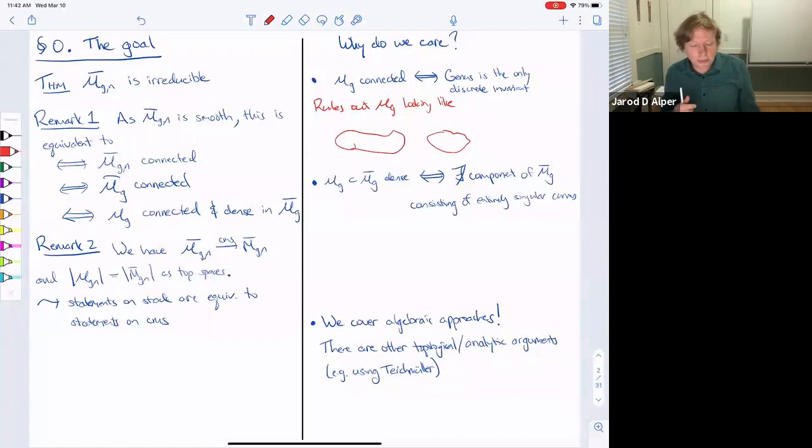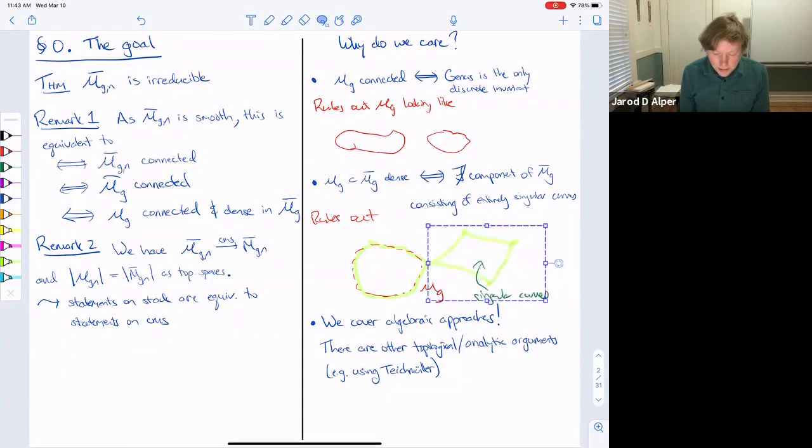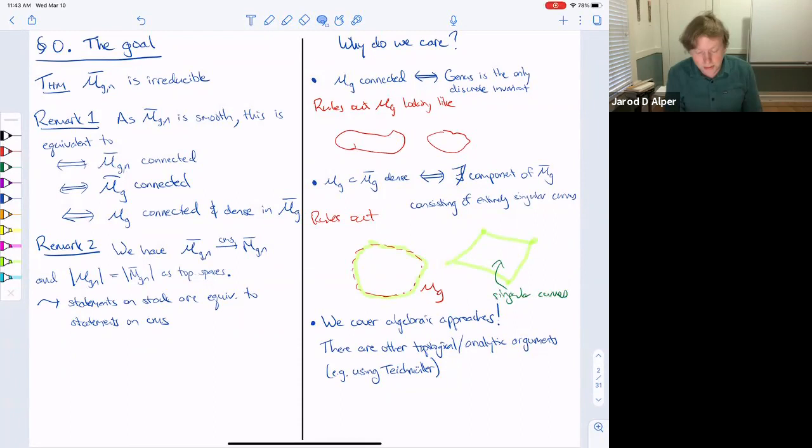And the second statement, that MG is dense in MG bar, is the statement that there's no component of MG bar consisting entirely of singular curves. So it rules out, maybe this is your MG, having a boundary here and then perhaps an entire component consisting of singular curves. And because we know it's smooth, it also rules out the case where these intersect, where there's an irreducible component of MG. So it rules out having an entire component consisting of singular curves.